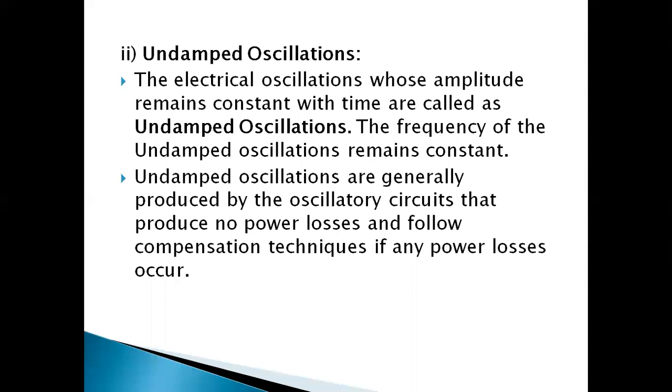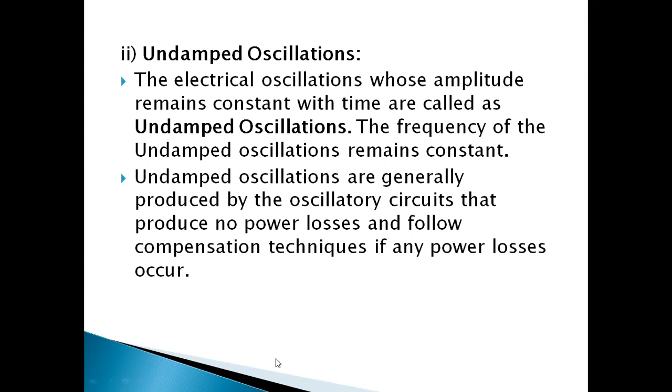So that means as the time increases, the amplitude of the oscillations will not change. The amplitude of the oscillations remains constant with time. Those types of oscillations are called undamped oscillations, and the frequency of those oscillations remains constant. And undamped oscillations are generally produced by the oscillator circuit that produces no power loss and follows some compensation techniques if any power loss occurs.